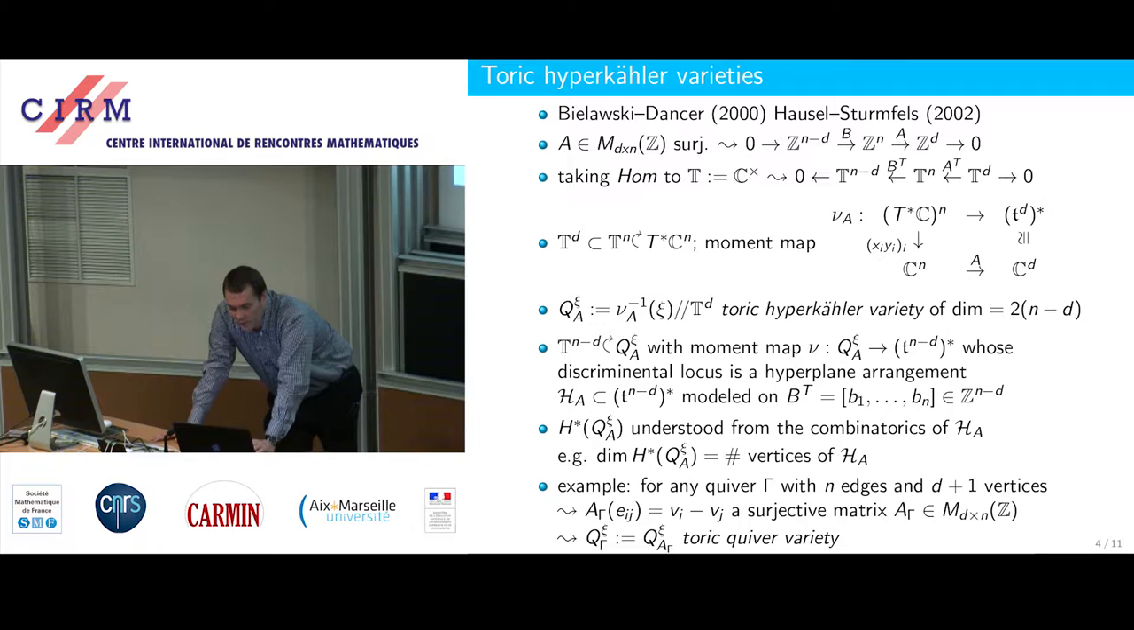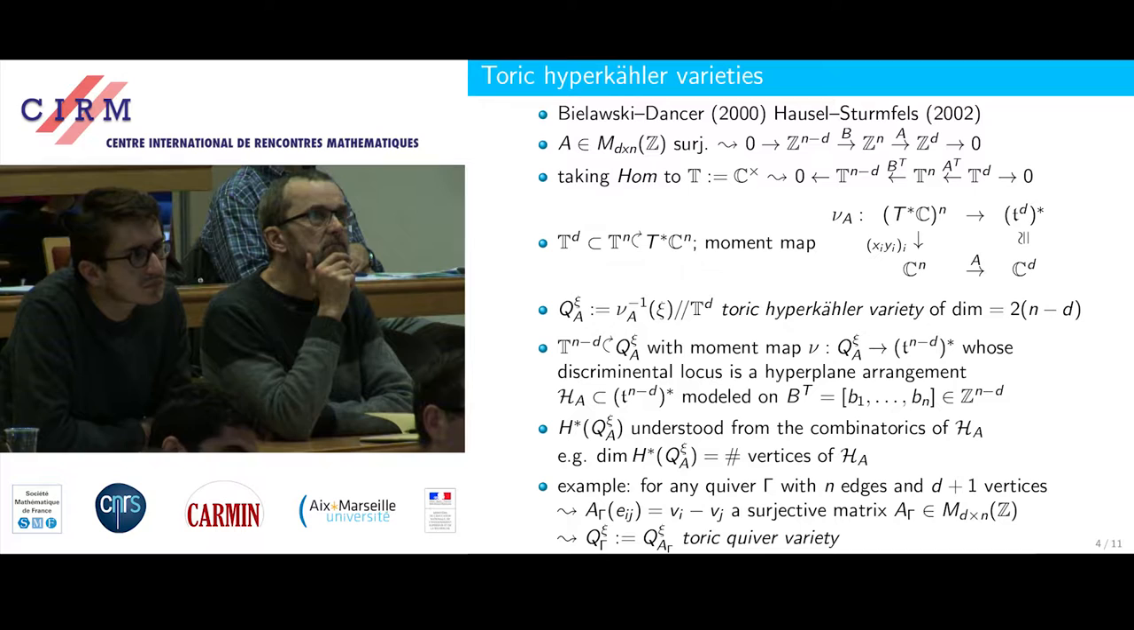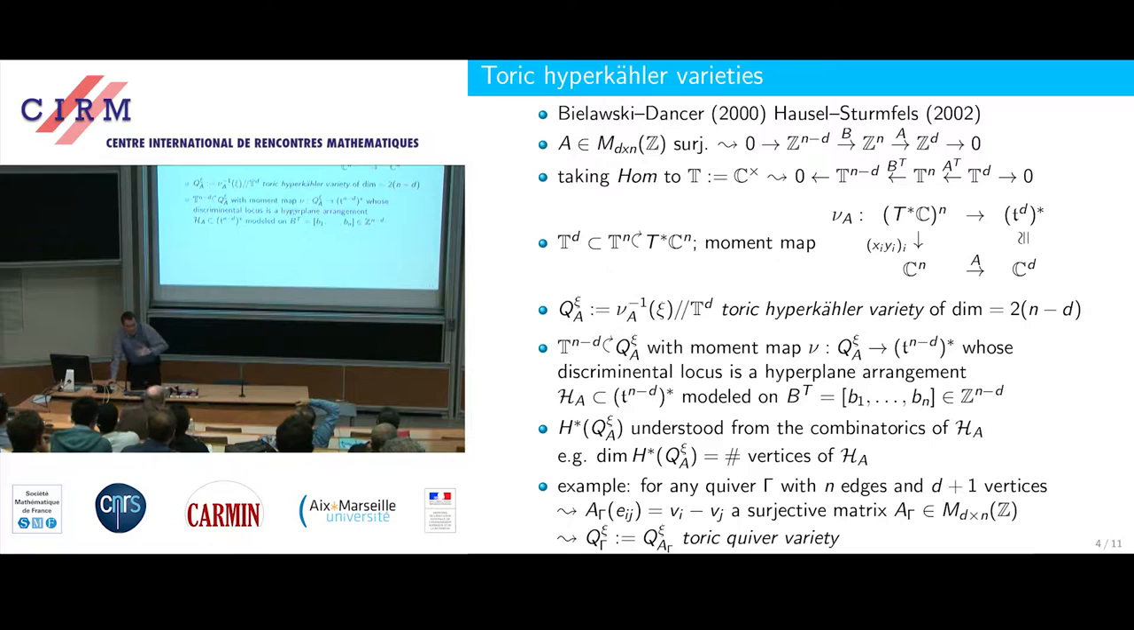And when you try to understand the cohomology or the topology of this, one thing you can do is try to understand the discriminant locus of this map, and it turns out to be a complex hyperplane arrangement, which is modeled on this vector configuration given by this matrix B^T. So you have these n minus d dimensional vectors, n of them, and they live in the dual space of this, they will give you hyperplanes, but the hyperplane arrangement is affine in general, so it's only the direction of the hyperplanes these vectors are giving.